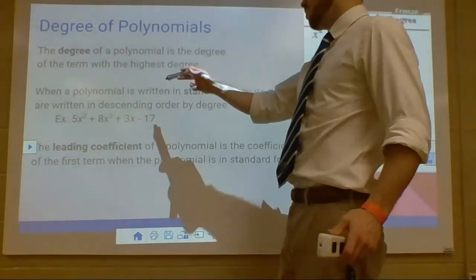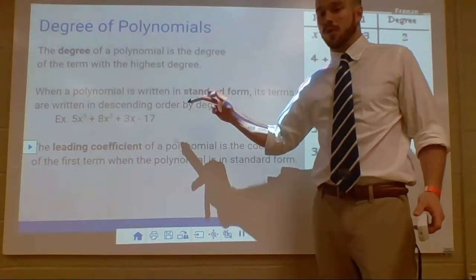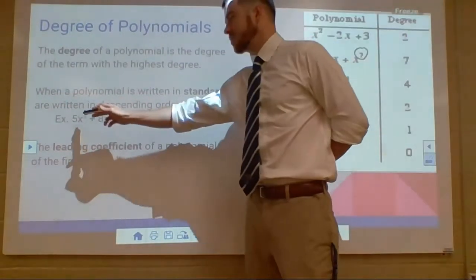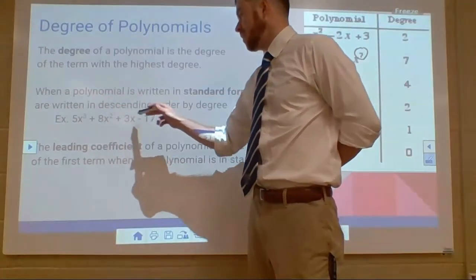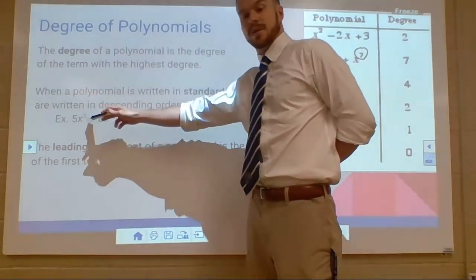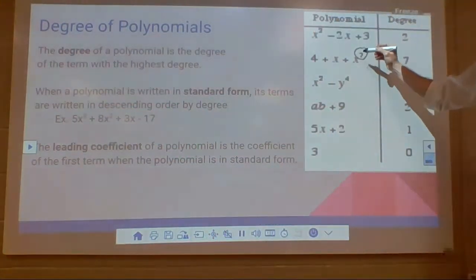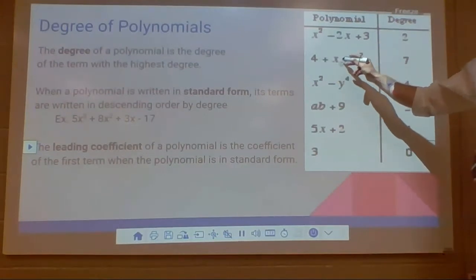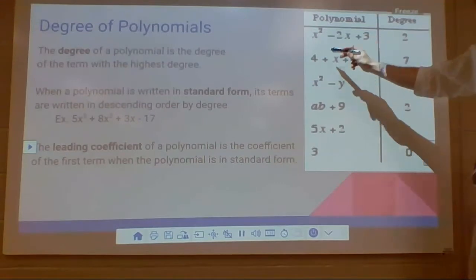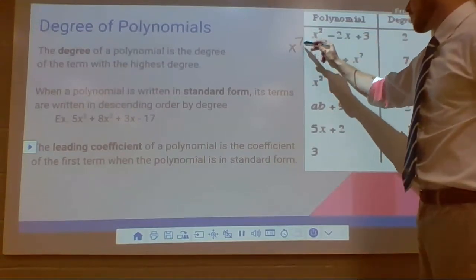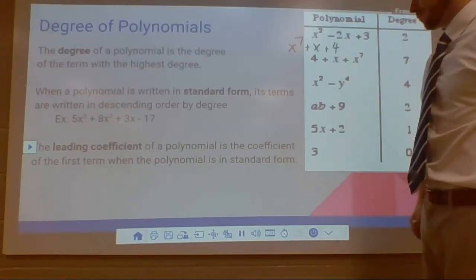Now, when a polynomial is written in standard form, its terms are written in descending order by degree. So here's an example of that. You can see that the degree of each term is decreasing as we read this from left to right. So this example we just looked at, 4 plus x to the 7th power, that's not in standard form. In standard form, it's x to the 7th power plus x plus 4.